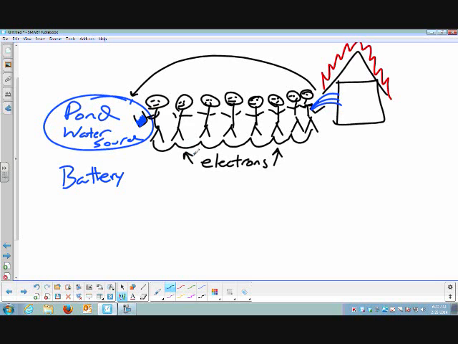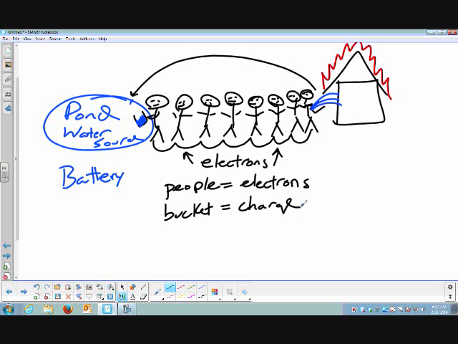A lot of times we talk about electricity as electrons moving, the flow of electrons, and that's not correct. The electrons really don't move at all. What the electrons do is pass on the charge. Here, if the people are the electrons, and the electrons are used to pass on the charge, then in my analogy, the bucket represents the charge.